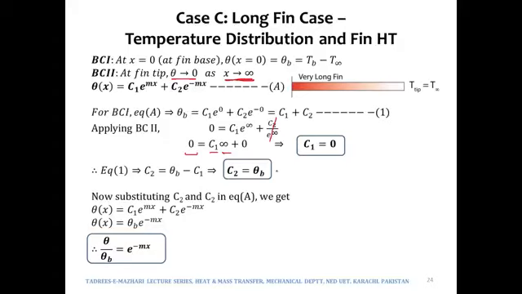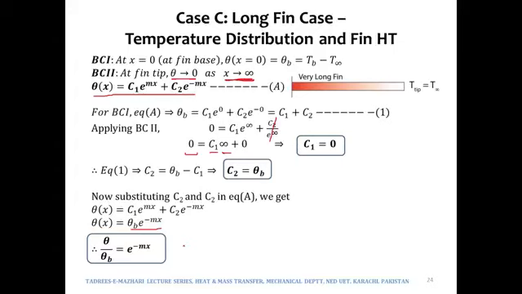See how quickly we have found C1 and C2, which took a little bit longer in case B and a long time in case A. Now all we need to do is put both C1 and C2 in equation A to get theta as a function of x, meaning temperature as a function of x. So C1 is 0, so the first term becomes 0, plus C2, which is theta b, times e to the power minus mx. So theta over theta b would be e to the power minus mx. This is in fact the simplest temperature distribution out of the 3 cases.